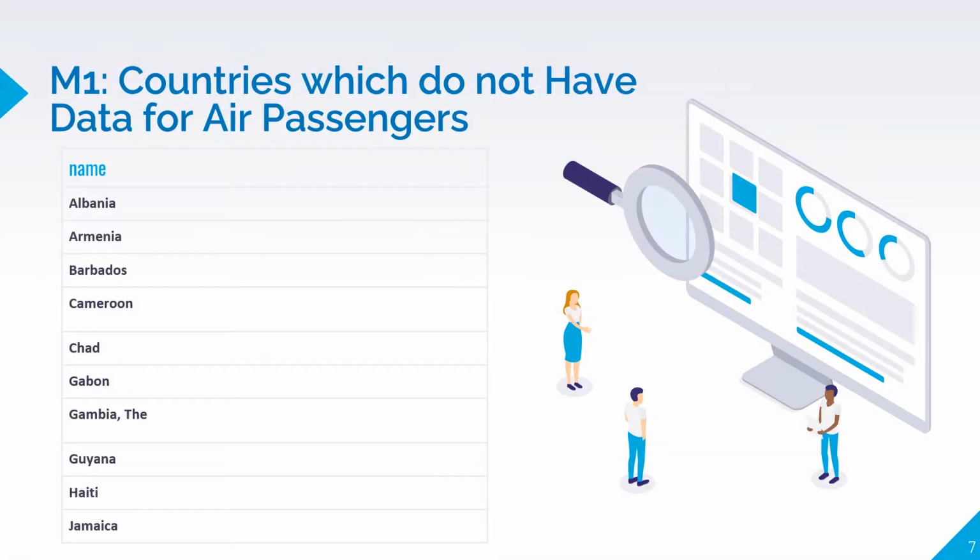For M1, we have countries which do not have data for air passengers. Here we have 10 of the 16 countries without any data for the air passenger indicator code. This implies that these countries did not carry any passengers via air transportation between 1970 and 2018.